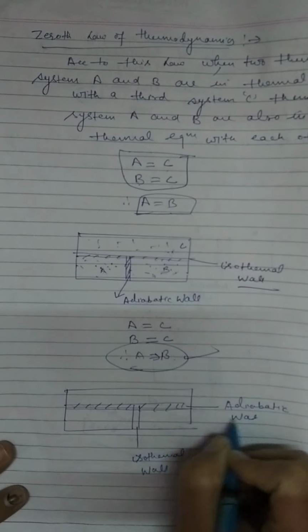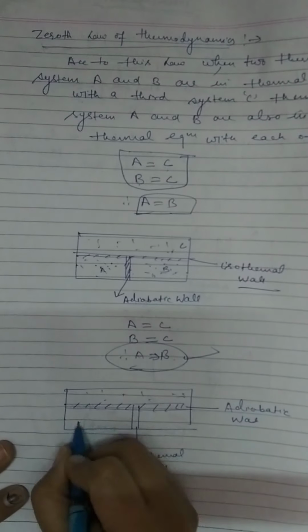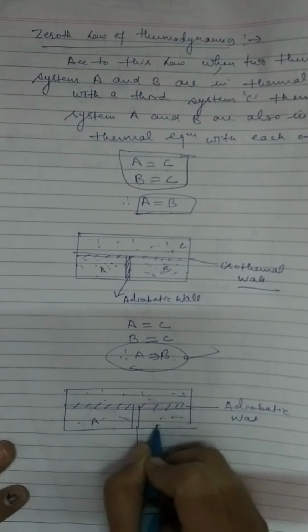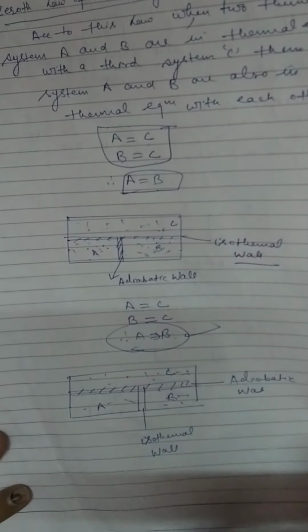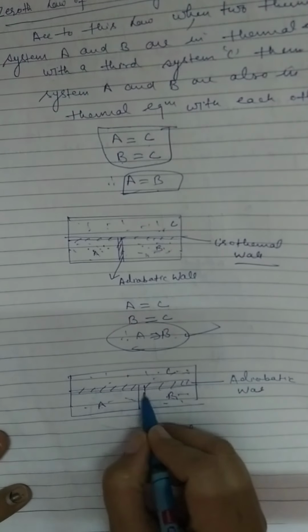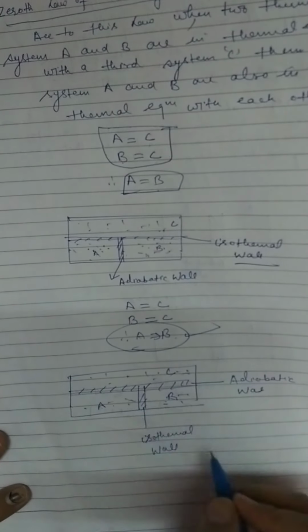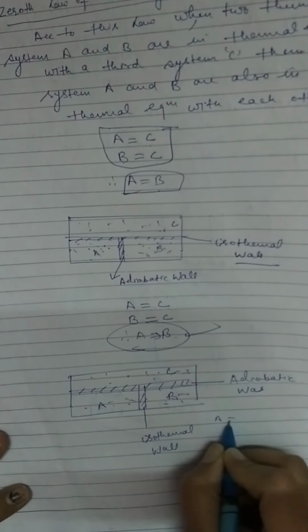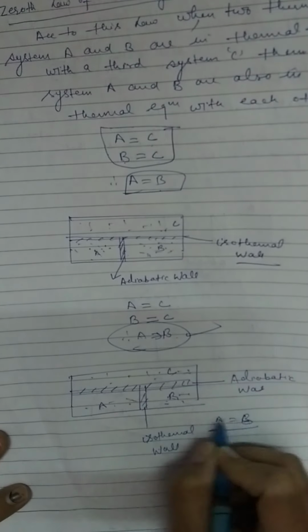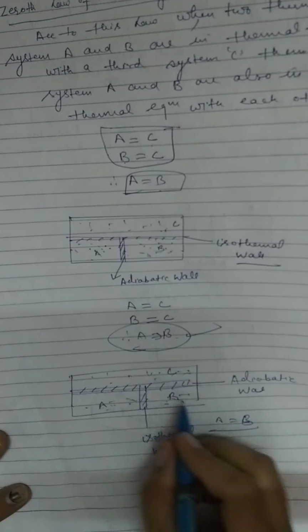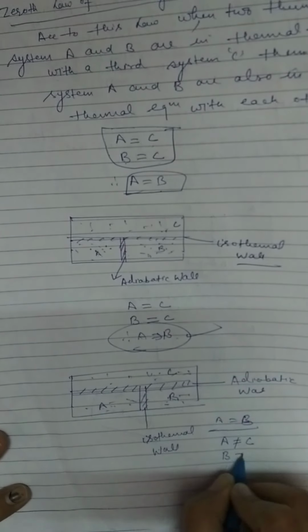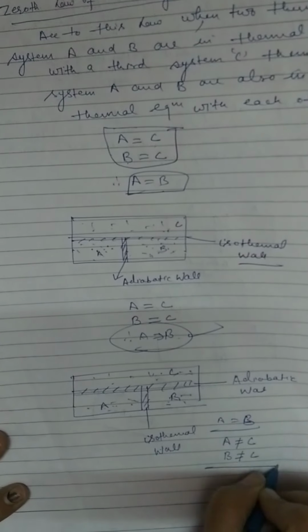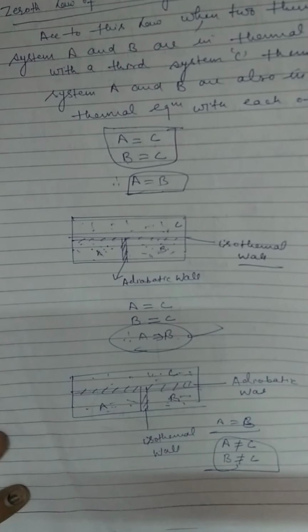Adiabatic wall, and this is a system, A, B, and this is C. It means now A and B are in thermal equilibrium. Why? Because these are connected through an isothermal wall, so A equals B. But A is not in thermal equilibrium with C, and B is also not in thermal equilibrium with C, because they are connected through which wall?